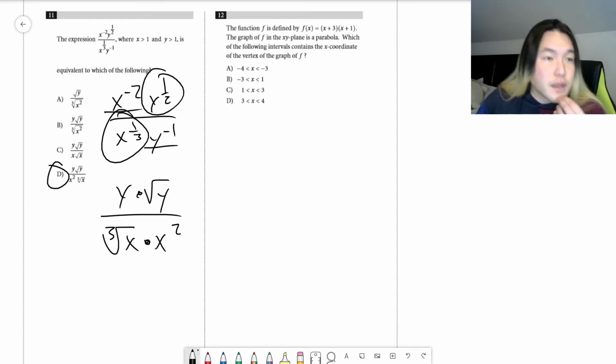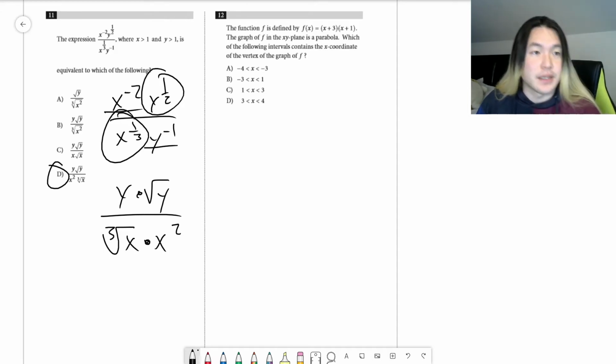Number 12. The function f is defined by f of x is equal to, in parentheses, x plus 3, close parentheses, times, in parentheses, x plus 1, close parentheses. The graph of f in the xy plane is a parabola. Which of the following intervals contains the x-coordinate of the vertex of the graph of f?